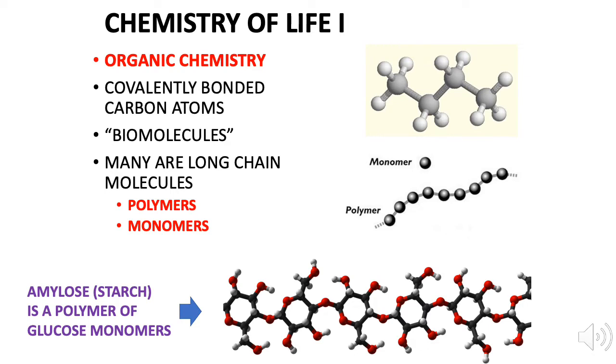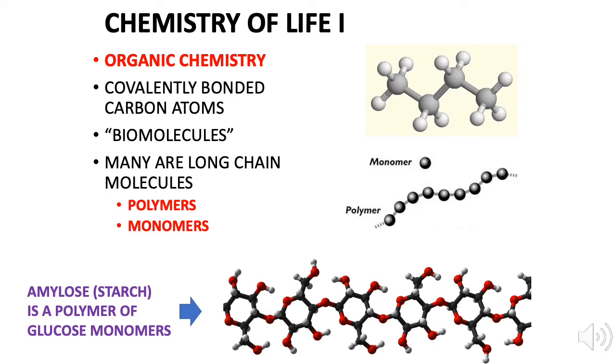These molecules are ultimately composed of covalently bonded carbon atoms. You'll see the molecule illustrated at top right. Now I see 4 carbon atoms with associated hydrogen atoms. That is a classic example of an organic compound.